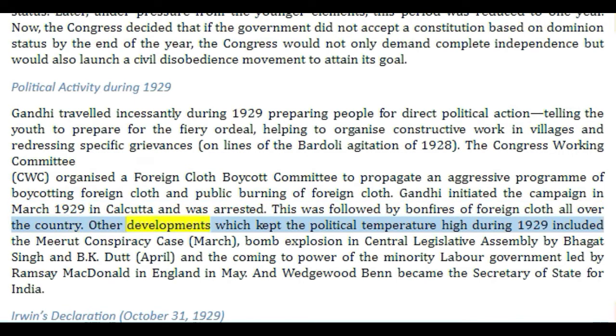Other developments which kept the political temperature high during 1929 included the Meerut conspiracy case, March, bomb explosion in Central Legislative Assembly by Bhagat Singh and B.K. Dutt, April, and the coming to power of the minority Labour government led by Ramsay MacDonald in England in May. And Wedgwood Benn became the Secretary of State for India.